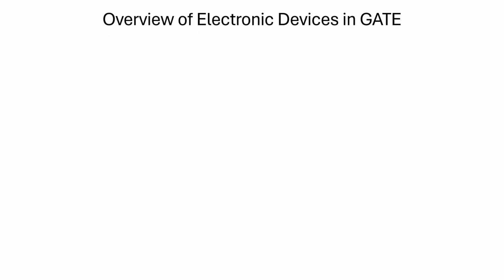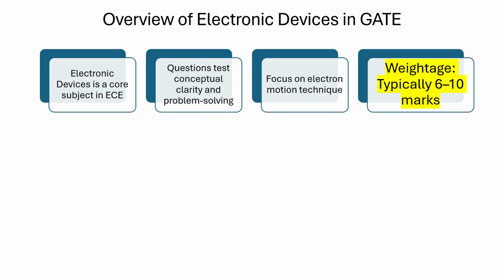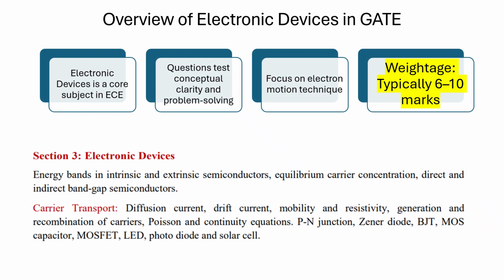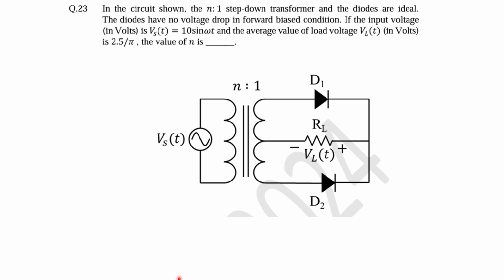Okay, let's go ahead. So here is the overview. Before going to talk, let's see the syllabus for this particular course, electronic devices here. You can check it. Mostly the questions may come in the range of 10 marks. So this is a very important topic. Okay, let's take the question. So here is the question.